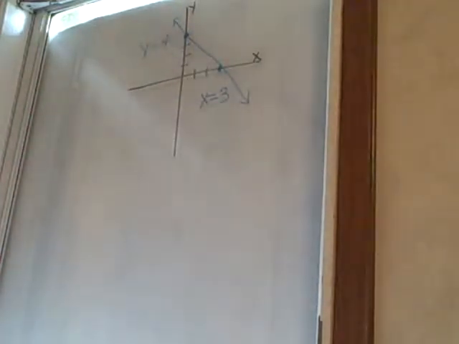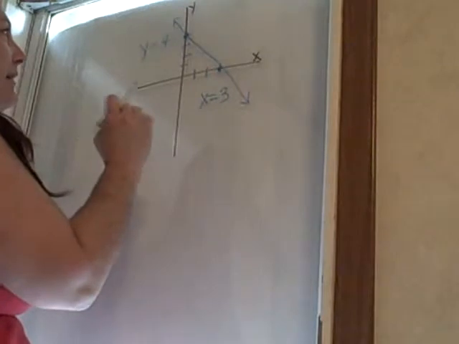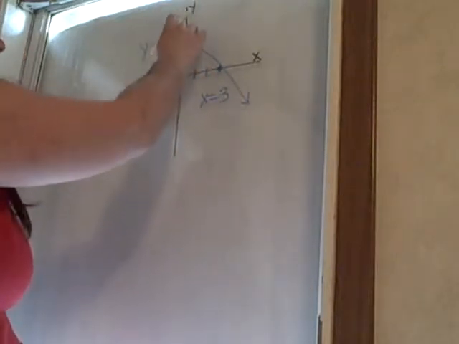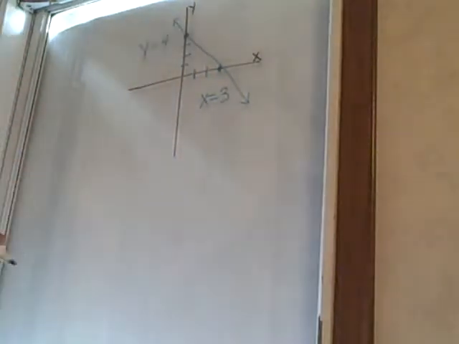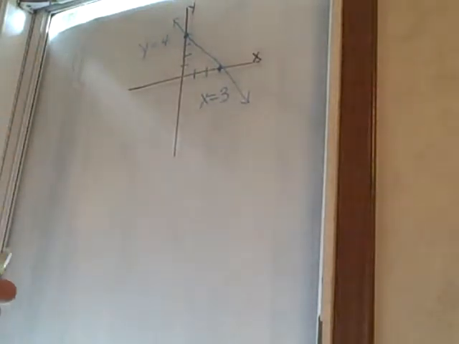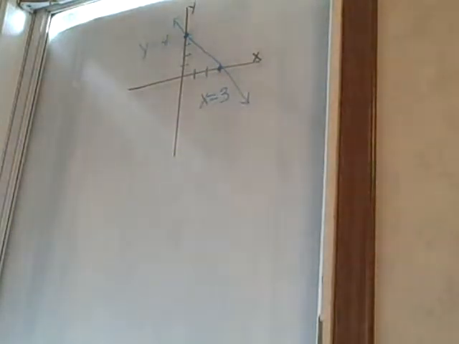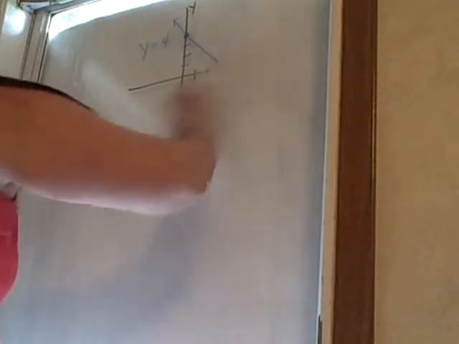The intercept is where the line intercepts the axis. Intercepts means where it crosses. The line crosses the x-axis at 3. It crosses the y-axis at 4. So its x-intercept is 3 and its y-intercept is 4. So now that you understand what an intercept is, we're going to use intercepts in graphing equations.